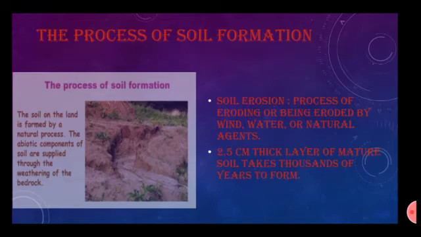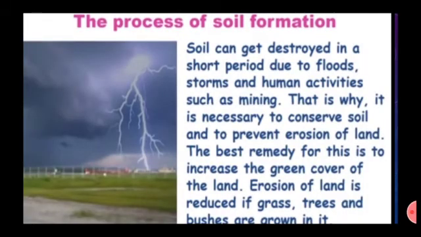Stone, sand and soil are formed from these pieces. Microbes, worms and insects are found among them. Rodents like mice and rats are also found here. The roots of the trees growing on the land also help in the weathering of rocks. The process of soil formation is slow and continuous. It takes about 1,000 years for a 2.5 centimeter thick layer of mature soil to form. Soil can get destroyed in a short period of time due to floods, storms and human activities such as mining.